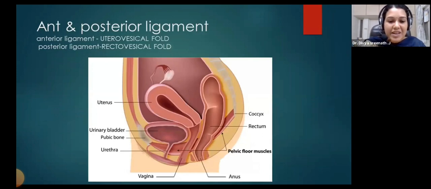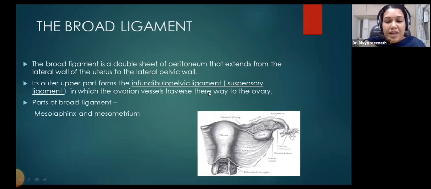The anterior ligament we have already mentioned: this anterior ligament, posterior ligament or rectovesical fold, and broad ligament. The broad ligament is the lateral pelvic peritoneal fold with support to the lateral pelvic wall. This is the broad ligament. The upper portion of the broad ligament is known as the infundibulopelvic ligament. It supports the fallopian tube also. And the broad ligament is again classified into mesosalpinx, the area below the fallopian tube, and below that, to the ovarian ligament and all this, is known as the mesometrium.